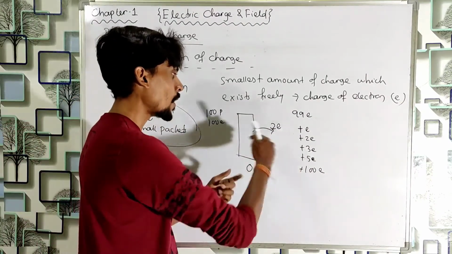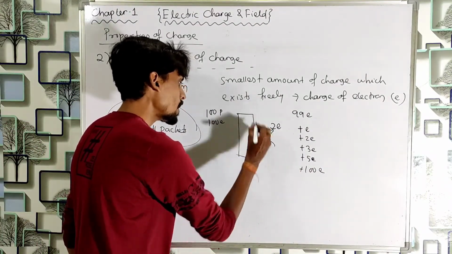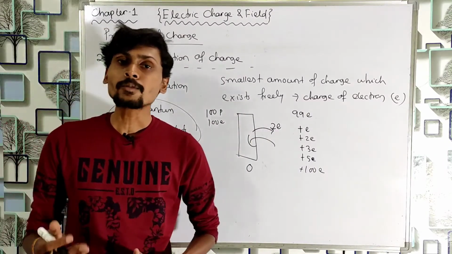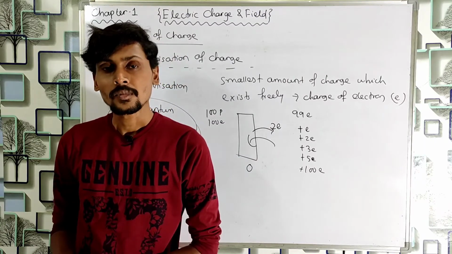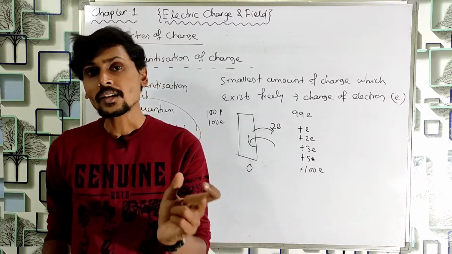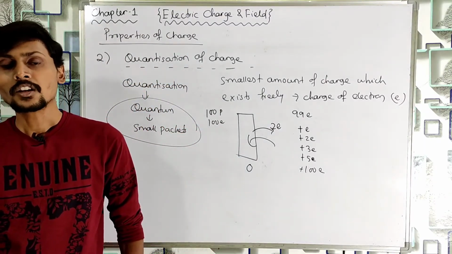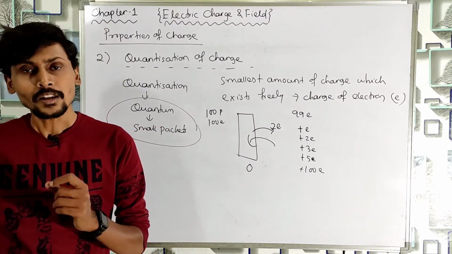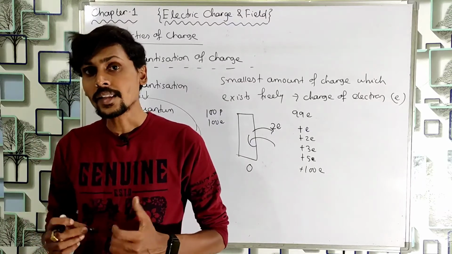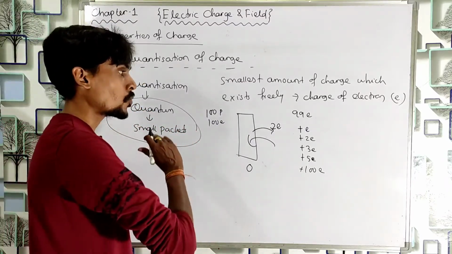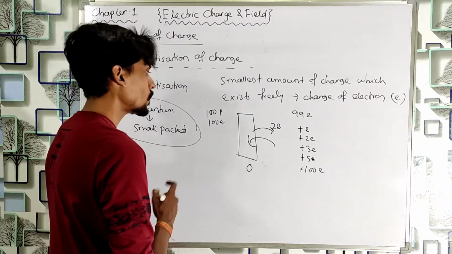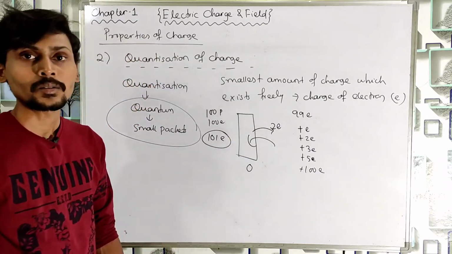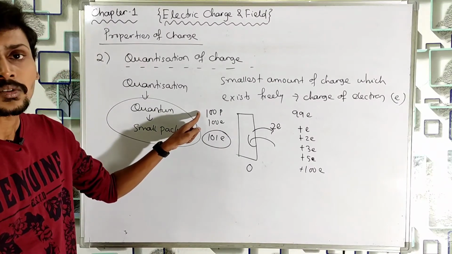Similarly, if you supply electrons to the body, then the number of negative charges will increase. The number of electrons will be more than the number of protons. Means the body will acquire a net negative charge. Is that clear? The body will acquire a net negative charge. If you supply 1 electron, then the number of electrons will become 101. We will get 101 electrons, but we have 100 protons.